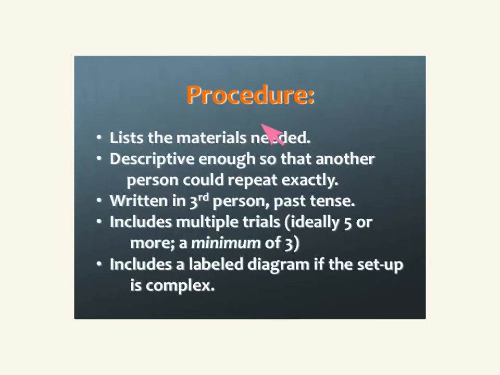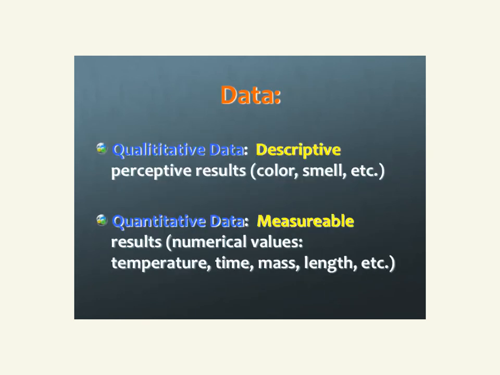Okay, then we're going to start to design our procedure. The procedure should list any materials that we need. It's got to be descriptive enough so that anybody else in the room could repeat your experiment exactly. Ultimately, when we come up with our final reports, it's going to be written in third person past tense. We're going to involve multiple trials, ideally 5 or more, a minimum of 3. And it should include some kind of label diagram if the setup is complex at all.